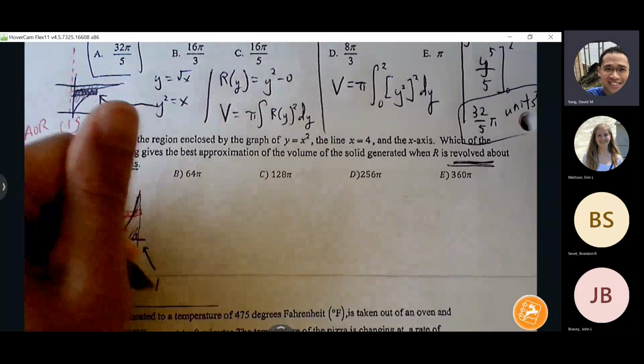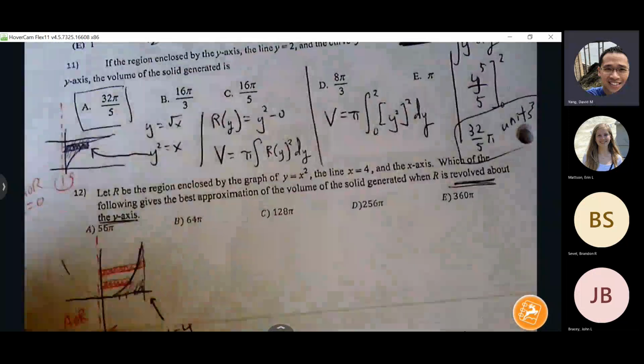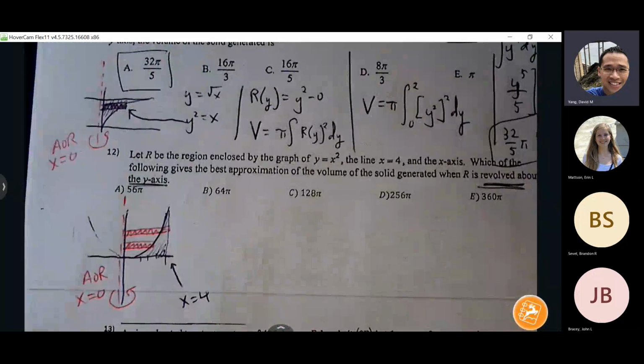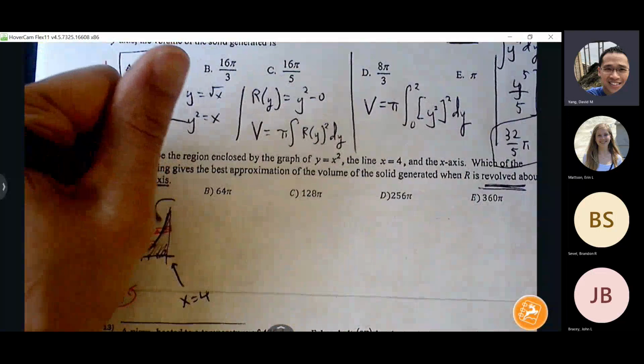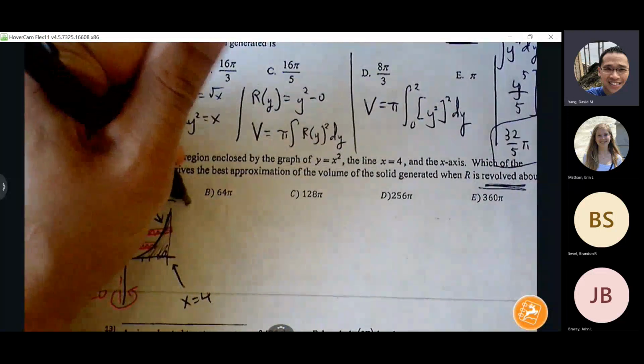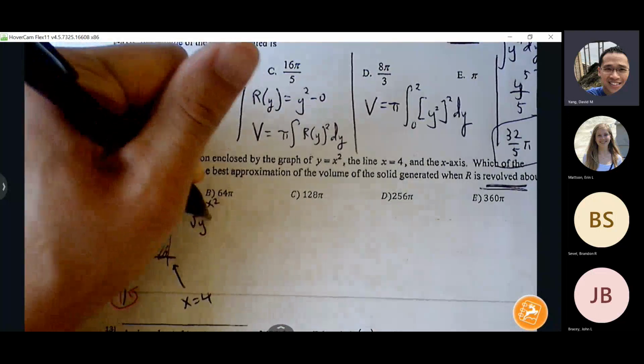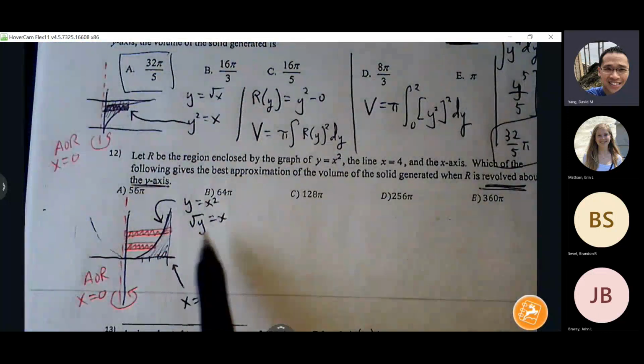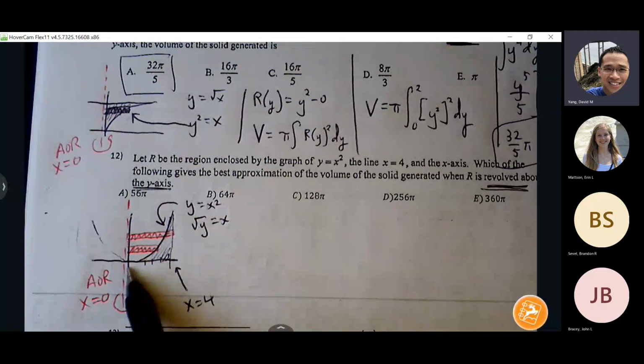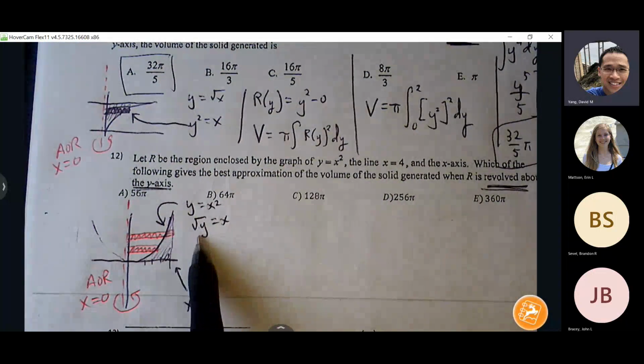So this vertical line is x equals 4. You've got the y-axis, which is x equals 0. You have the curve. The curve needs to be rewritten as well. It was y equals x squared. I do need to solve for x. I need to square root both sides. Technically, it's plus or minus root y, but we're only talking about the first quadrant, so only positive root y.